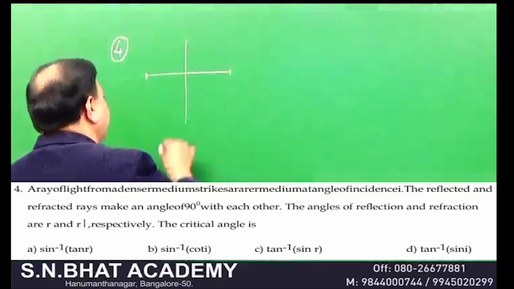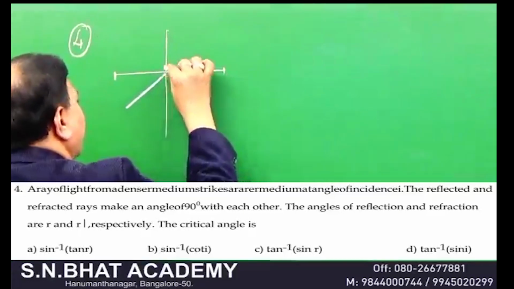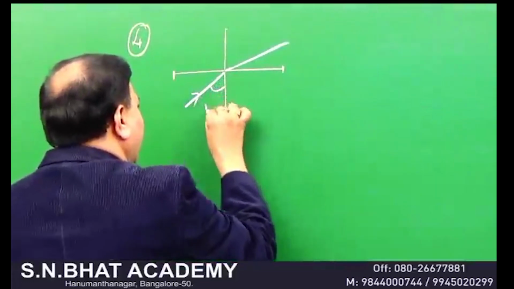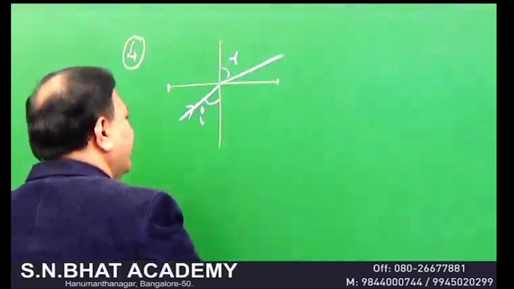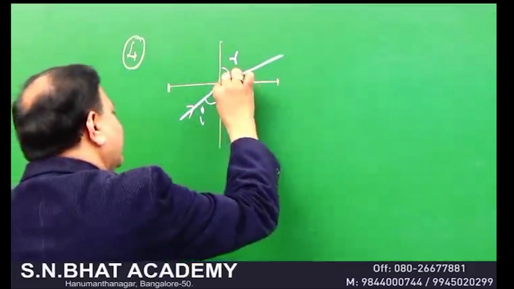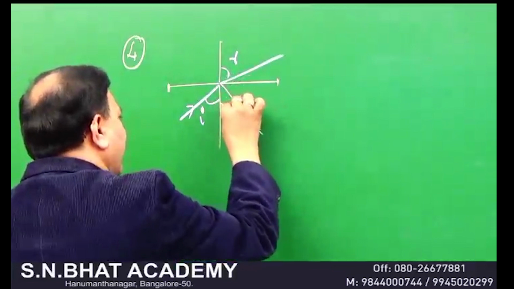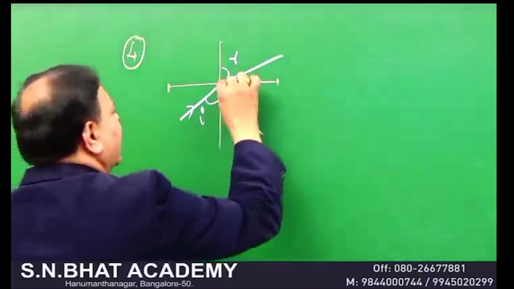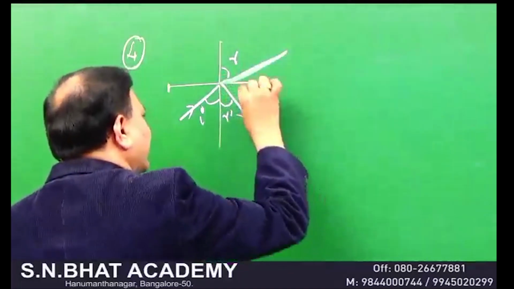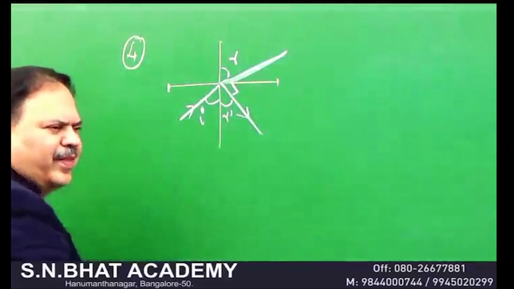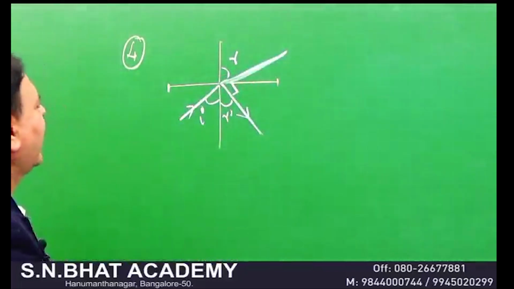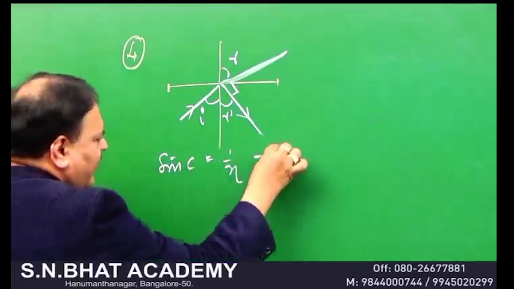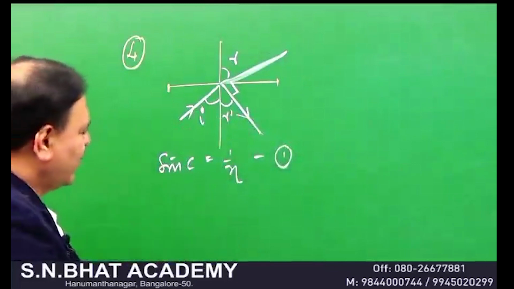Light is passing from the denser medium, and you know that it bends away from the normal. This is called the angle of incidence, this is called the angle of refraction, and this is the angle of reflection, which we call R dash. He says the angle between these two, the refracted and the reflected, is 90 degrees. His question is, what is the critical angle? You know that your critical angle is just sin C is equal to 1 by n. You do not know any other thing.